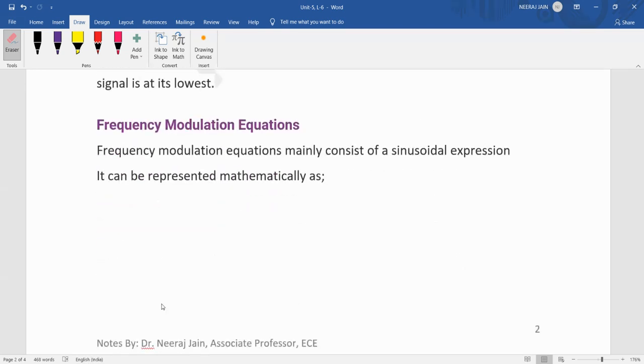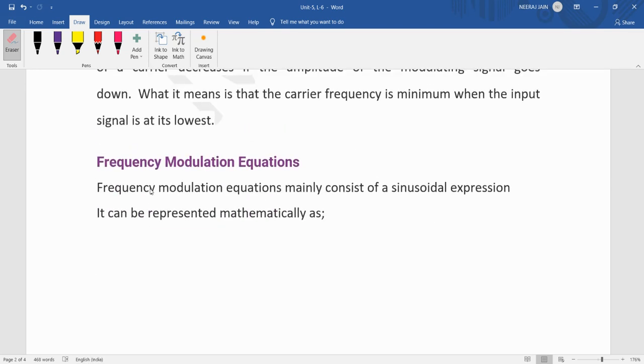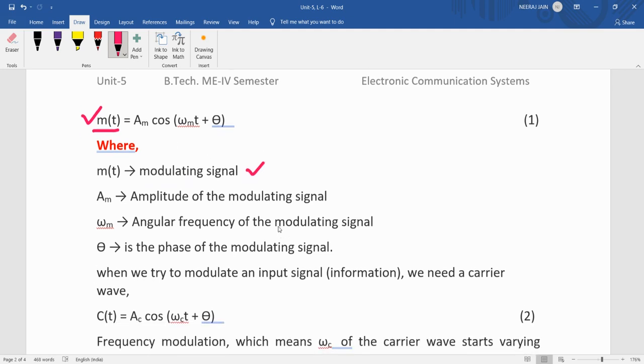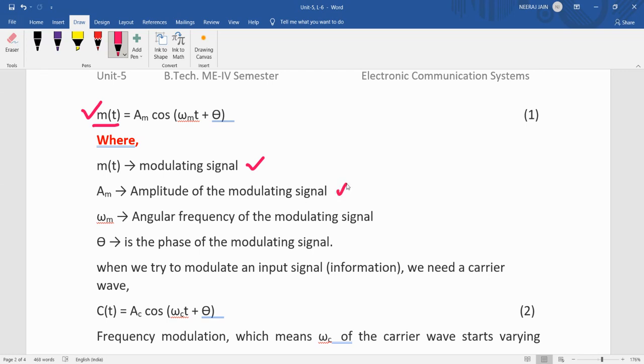If we go to the mathematical analysis of the frequency modulation equation, generally it consists of a sine wave. We know that the original message signal can be denoted by m(t) = Am cos(omega m t + theta), where m(t) is the modulating signal, Am is the amplitude of the modulating signal, omega m is the angular frequency of the modulating signal, and theta is the phase of the modulating signal.